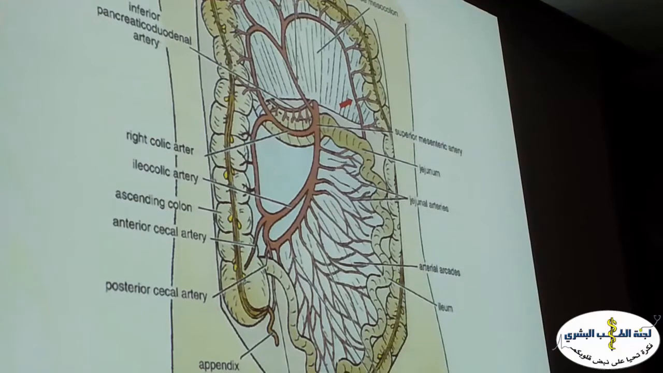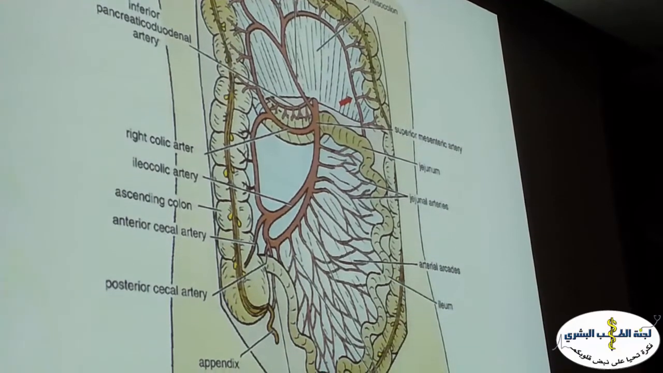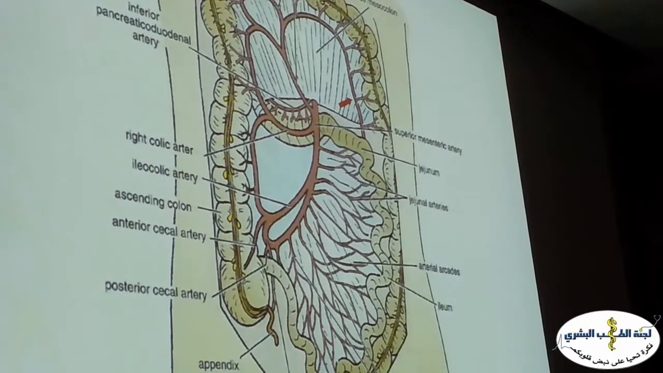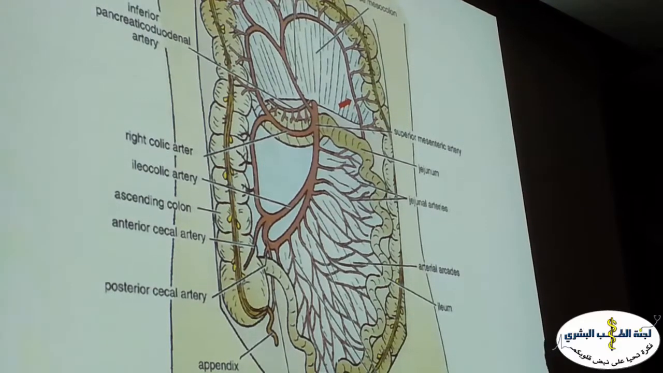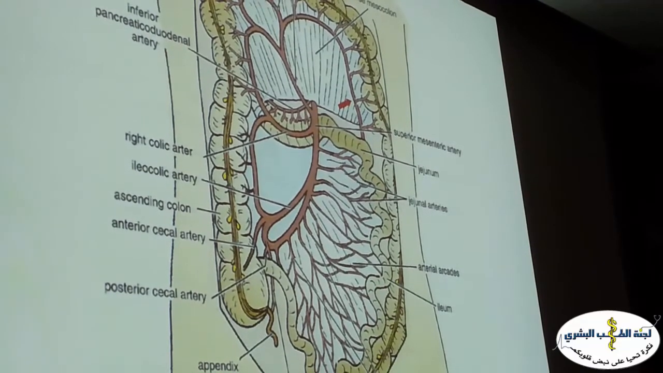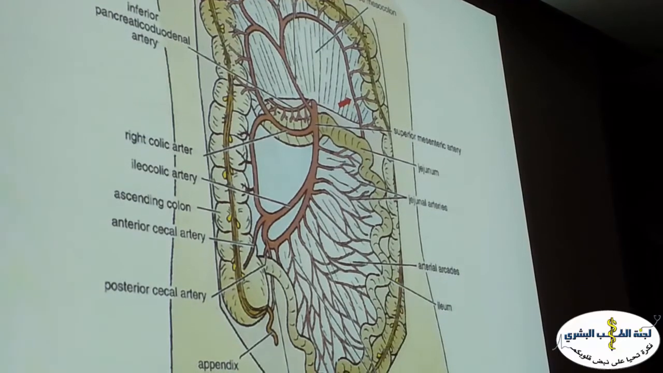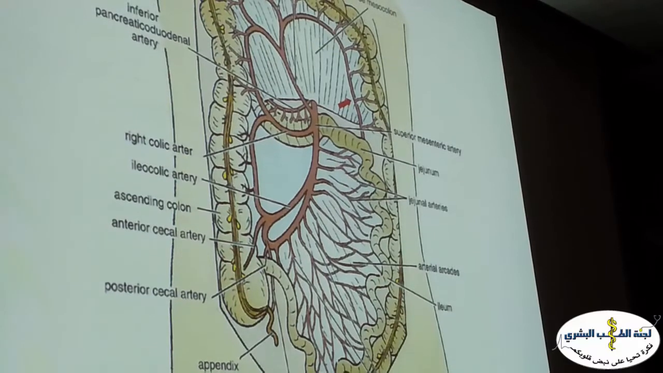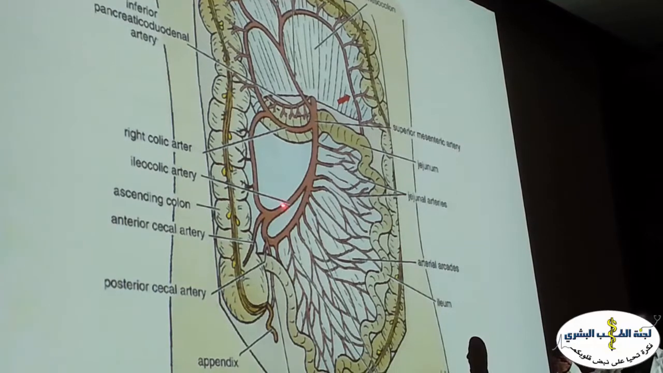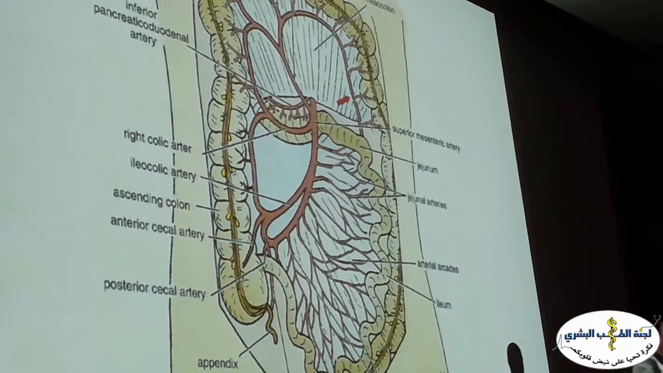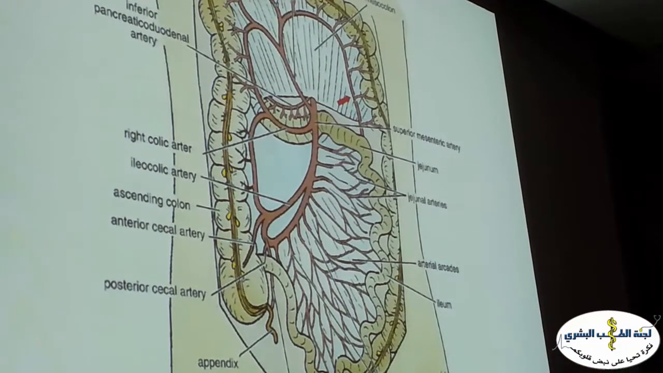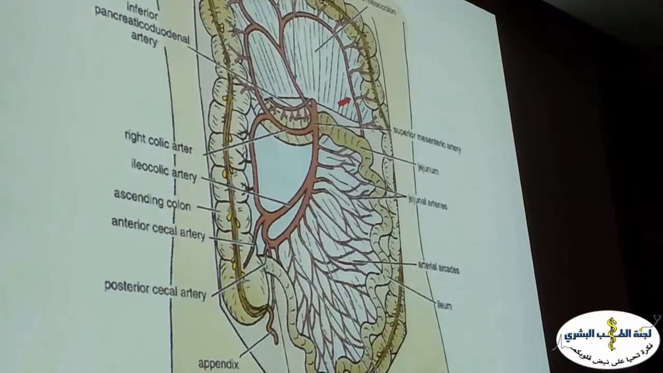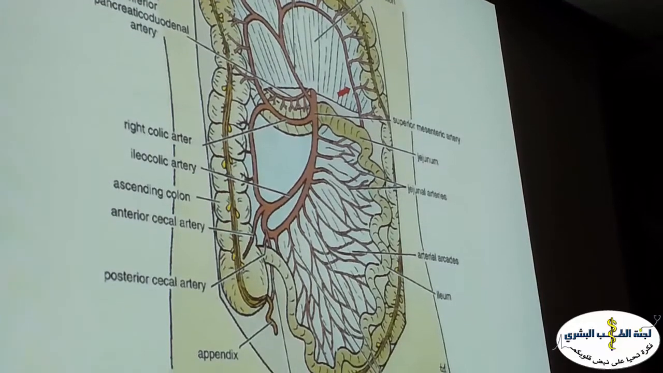I will call it ileocolic, because it's not to the cecum only, or to the appendix only. Two parts of the large intestine. So it's not ileocecal. Remember this, it's ileocolic, to the colon. Okay? So we will call it the ileocolic artery. If you want more details, it's called ileocolic because it will supply the terminal part of the ileum, the appendix, the cecum, and a small part of the ascending colon. That's why we call it ileocolic.